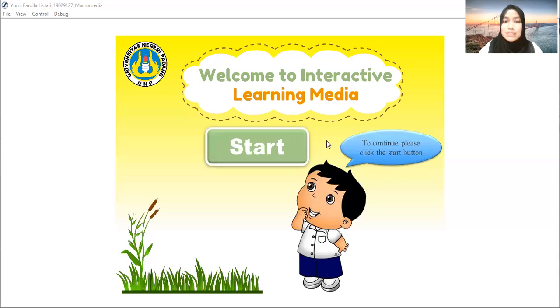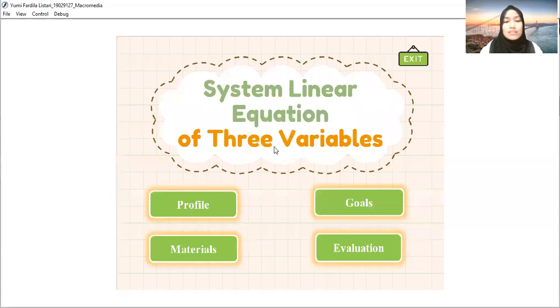Okay, this is my product in Macromedia Flash. To start the lesson, the student can click this start button. Okay, the topic I chose is about system of linear equations of three variables. In the main menu, there are four menus. The first menu is profile.